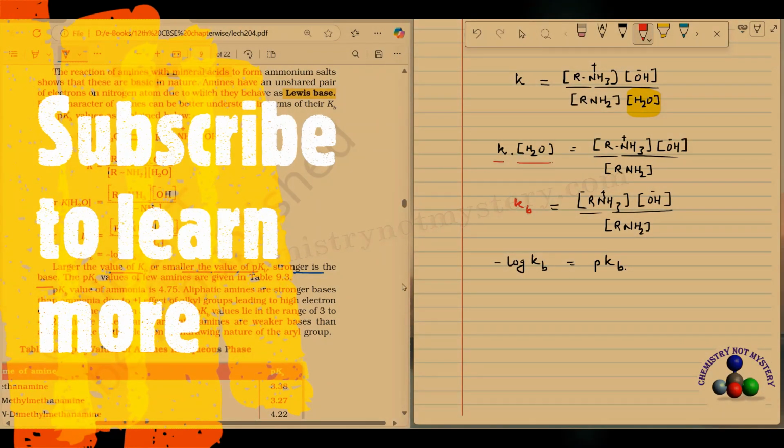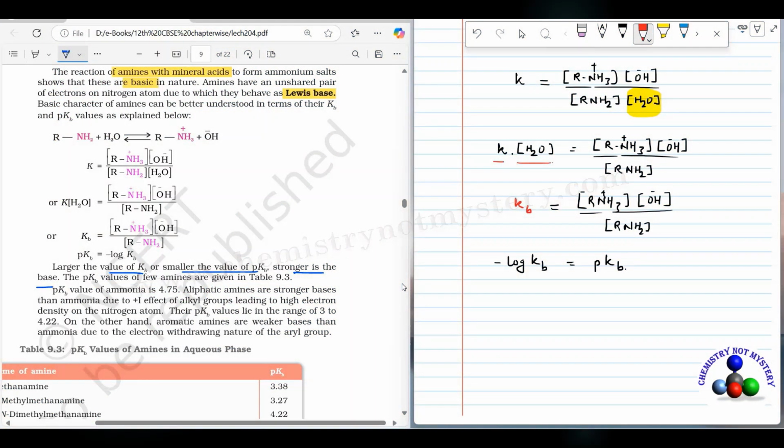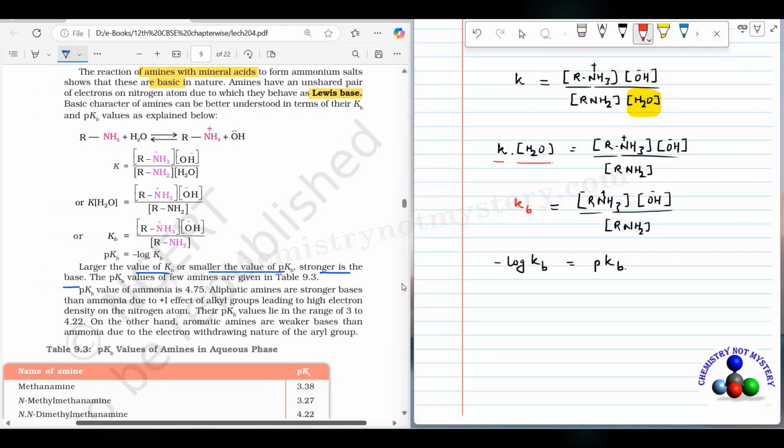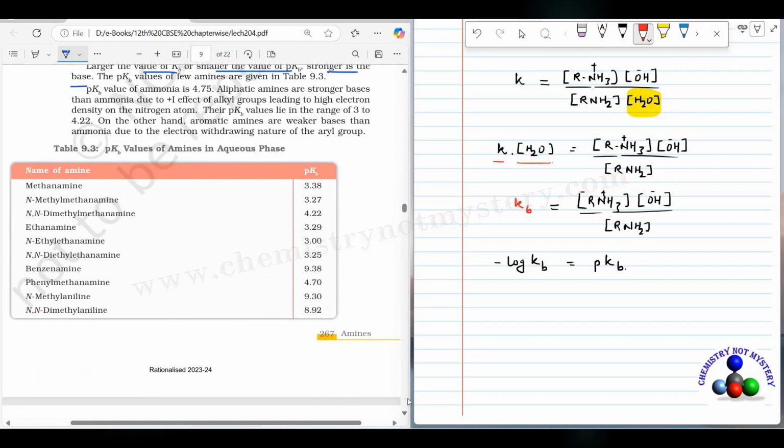The pKb values of a few amines are given in table 9.3. The pKb value of ammonia is 4.75. Aliphatic amines are stronger bases than ammonia due to the plus I effect of the alkyl group, leading to high electron density on the nitrogen atom. Their pKb value lies in the range of 3 to 4.2. On the other hand, aromatic amines are weaker than ammonia due to the electron withdrawing nature of the aryl group.